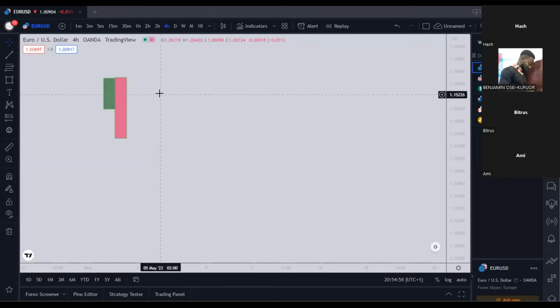when you see this pattern form on a resistance, it means sellers are in control of the market. And this is called an engulfing, bearish engulfing pattern. You can see that the red candlestick bypasses the green candlestick and closes far below it.